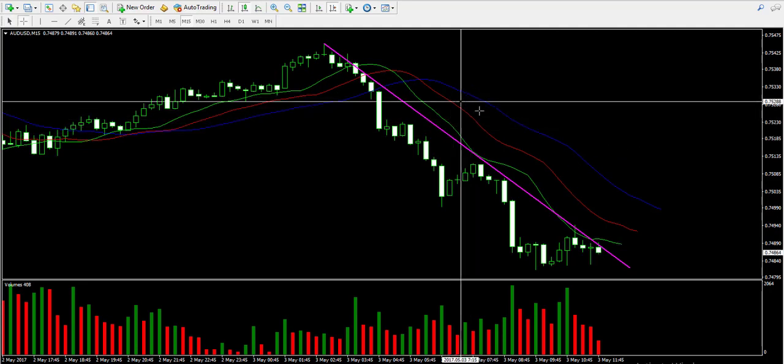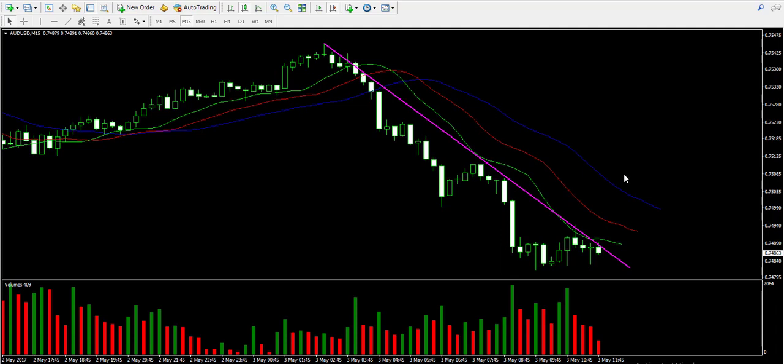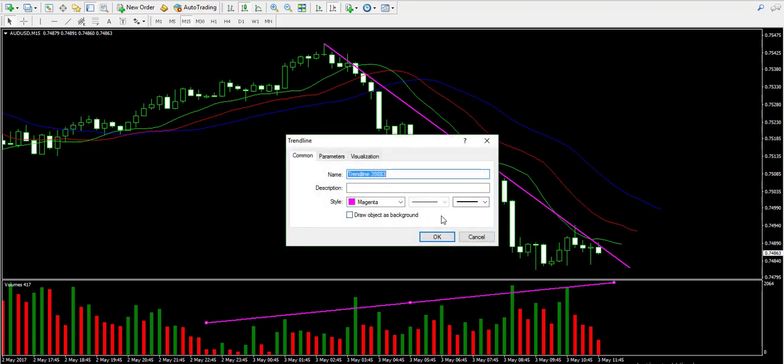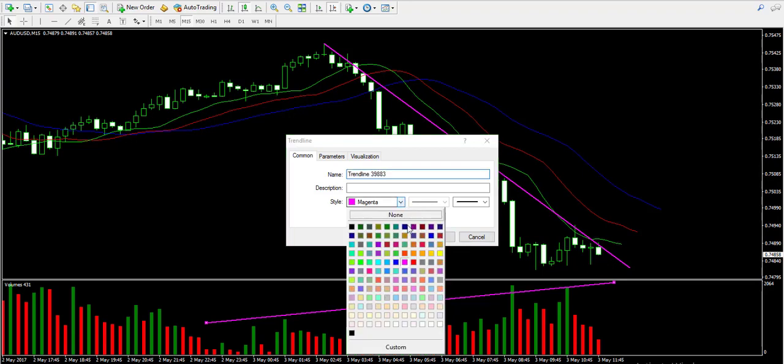And now, since the alligator's mouth is wide open, and we have relatively high trading volume, I plan to short the Australian dollar American dollar forex pair in case the price bounces off the trend line and closes another bearish candle.